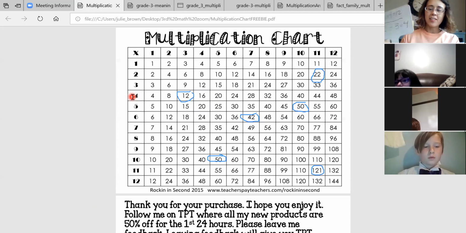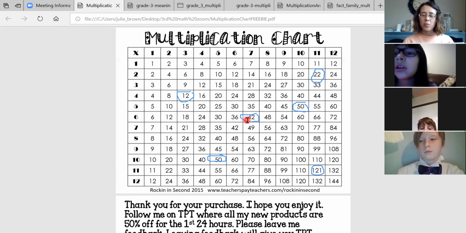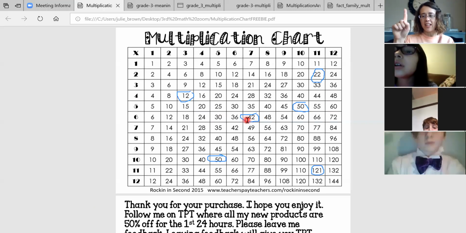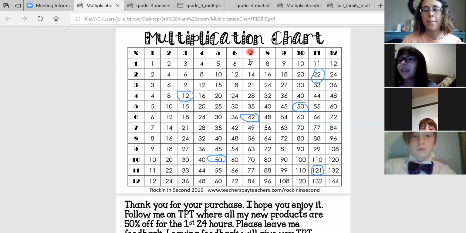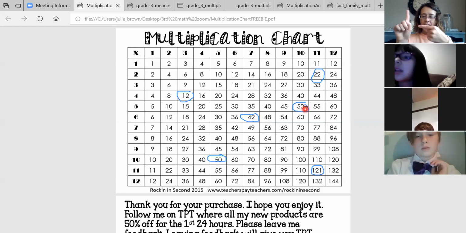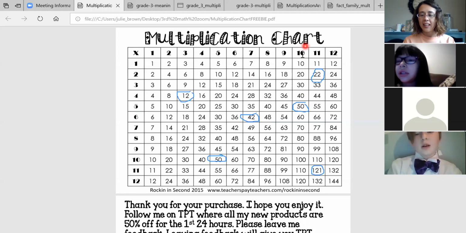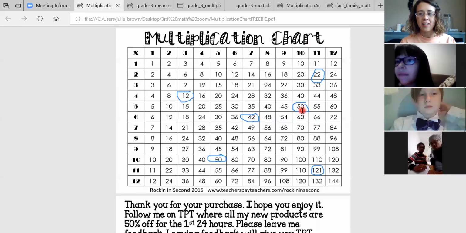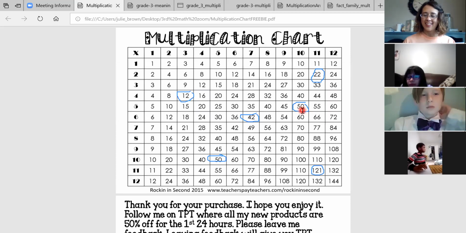All right, so let's have Dashiell with 42. What kind of a dividing sentence could you make with 42, using 7? You could do 42 divided by 7 equals 6, or 42 divided by 6 equals 7. Good job. Rosie, can you use 50, 10, and 5? 50 divided by 10 equals 5.